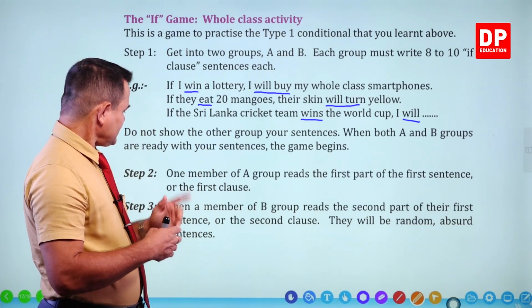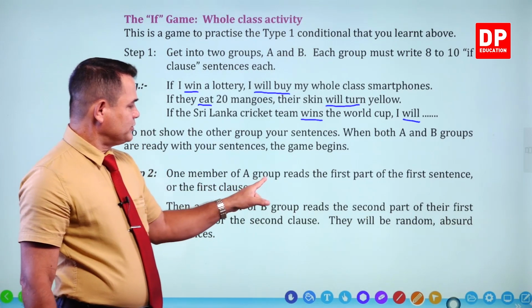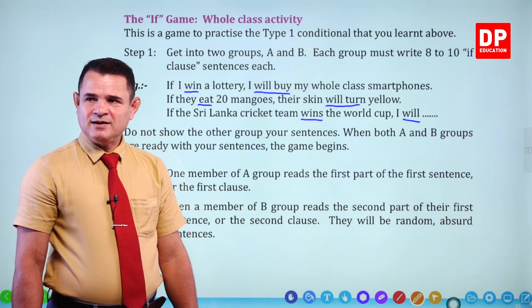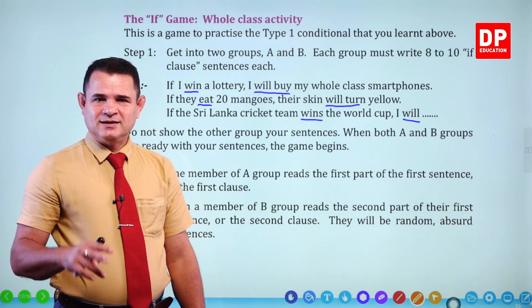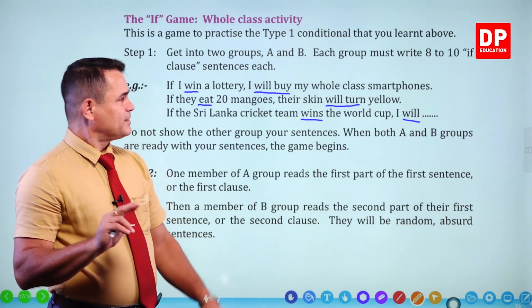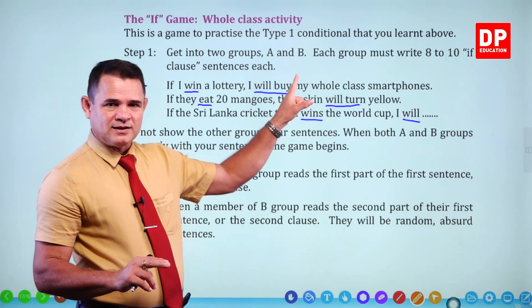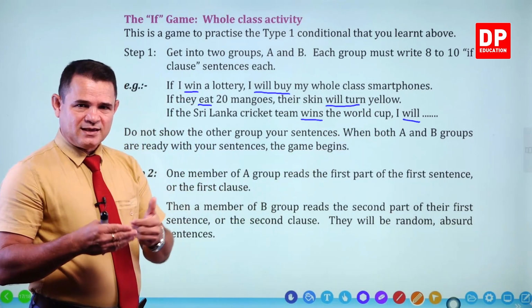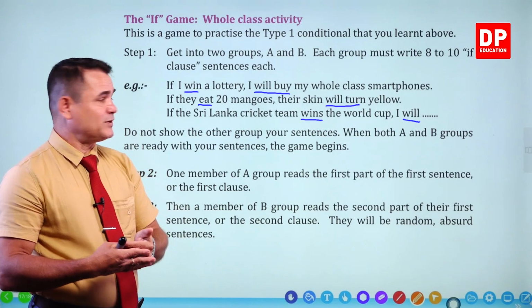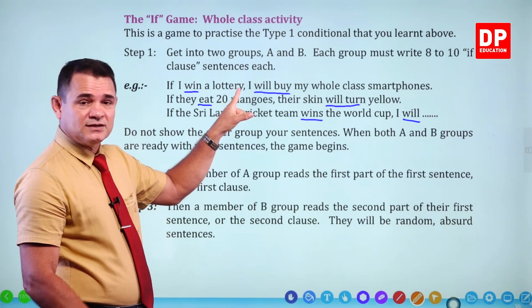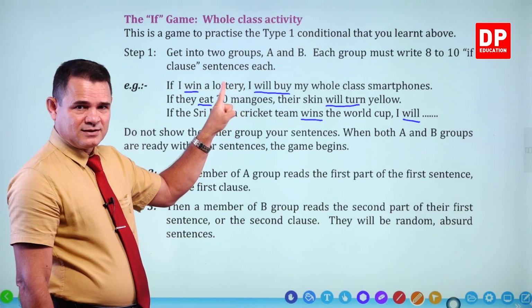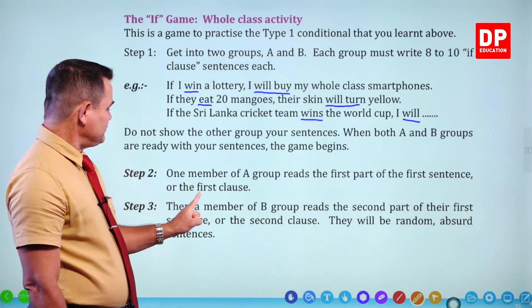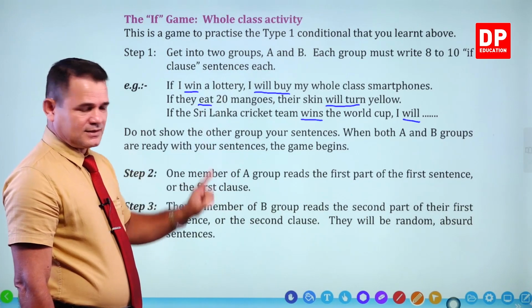Now step 2. One member of a group reads the first part of the first sentence. Now you know in a sentence there are two parts. First part, conditional part, and the result. Right? Two parts. එක්කෙනෙක් කියනවා ඒකේ first part එක. For example, if I win a lottery. එච්චරයි කියන්නේ. එතකොට first sentence or the first clause. Right? First clause.